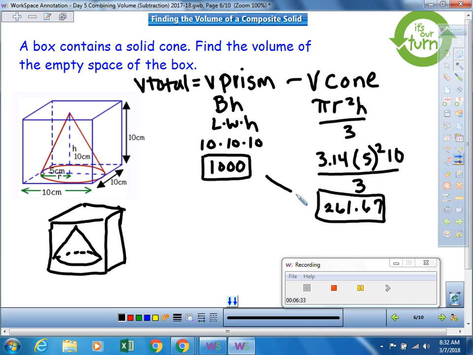So now we're going to subtract these two, 1,000 minus 261.67. My volume total is what? What is it?